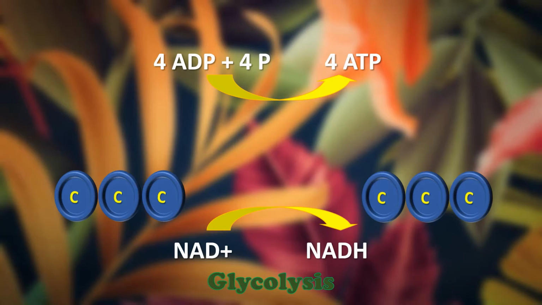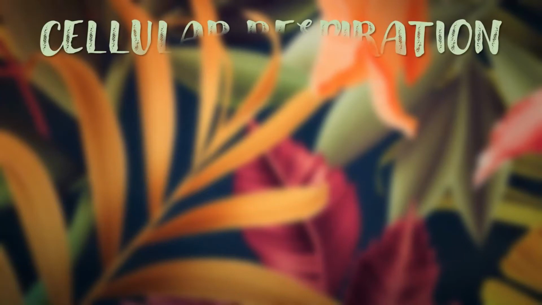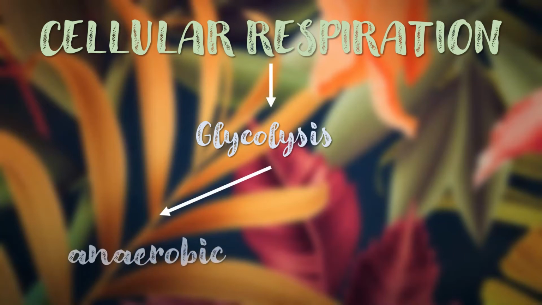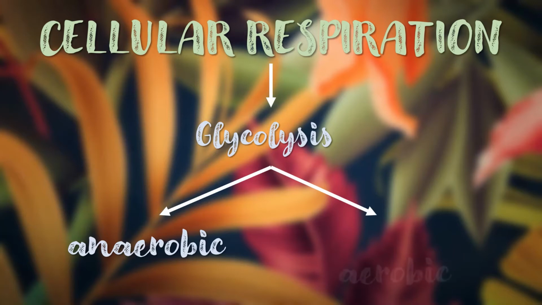From here, there are 2 possible pathways that could be taken. Cellular respiration always starts the same way with glycolysis. From there, the 2 pathways are determined by presence of oxygen. If there is no oxygen available, anaerobic respiration will occur. But if oxygen is available, aerobic respiration will occur in the mitochondria. Let's look at anaerobic respiration first.